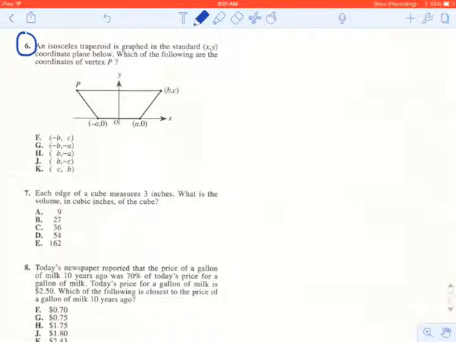Question 6. An isosceles trapezoid is graphed in the standard xy coordinate plane below. Which of the following are the coordinates of vertex P? So we're looking for that value here.